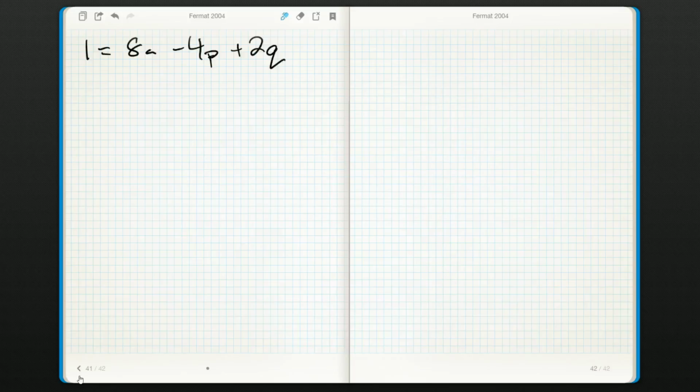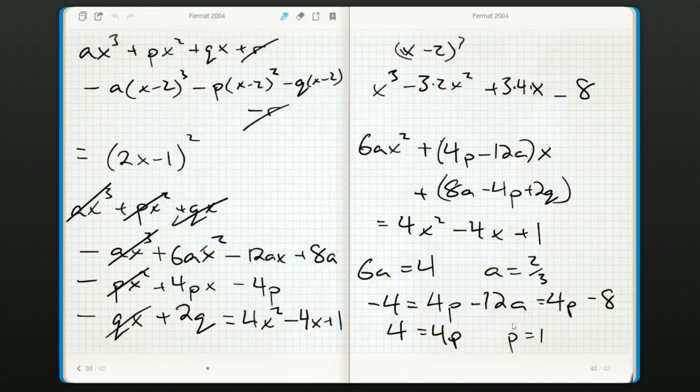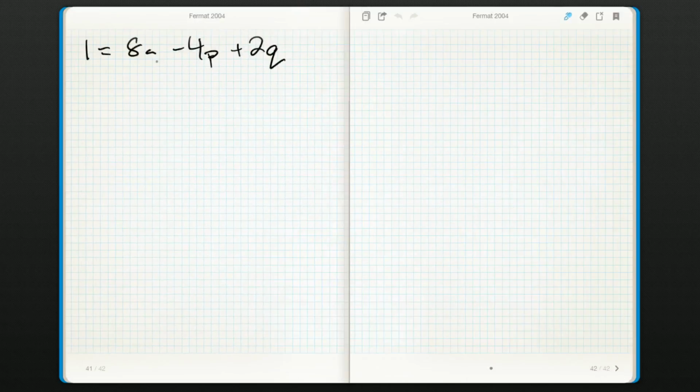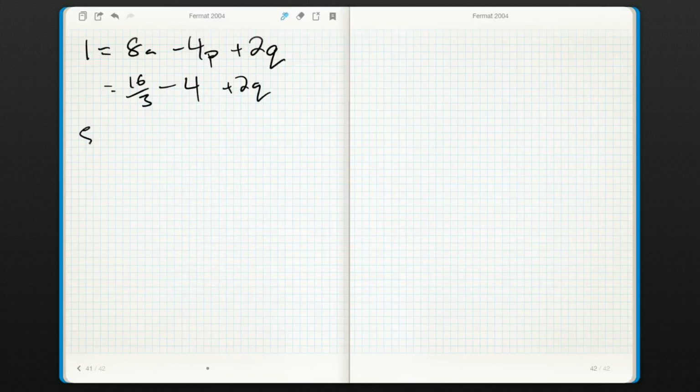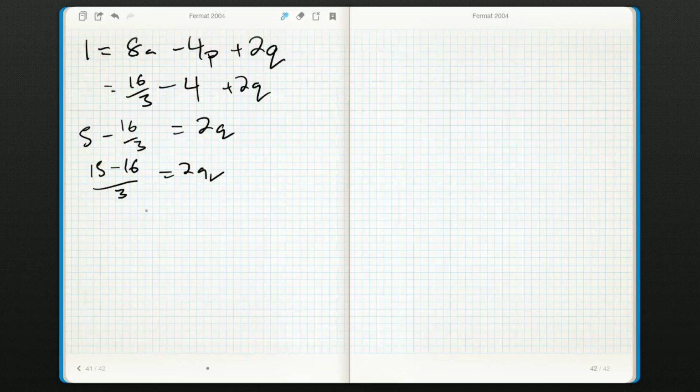I'm just going to go back and double check that. Don't want to make a mistake this late. Yeah. So we'll have a is 2/3, so this is 16 over 3. p was 1, so this is minus 4 plus 2q. So we'll get 5 minus 16/3 is equal to 2q. 15 minus 16 all over 3 is equal to 2q. So negative 1 divided by the 2, so negative 1 over 6 is equal to q.